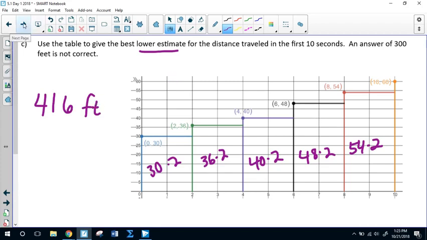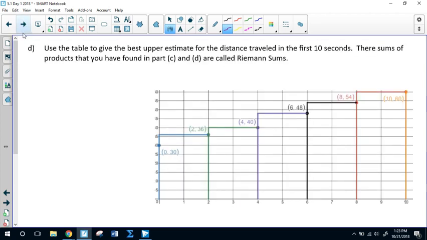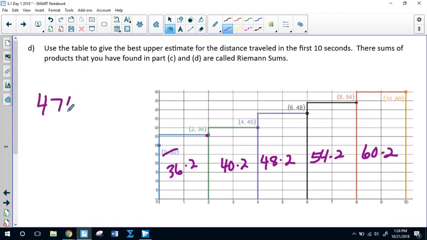Okay, so now we're going to do the same thing, but create rectangles starting on the other side of the picture. We're going to ignore this 0, 30 and instead create rectangles using the height on the right-hand side. So now the height of this right rectangle is 60, and then my next rectangle going to the left will be 54, 48, 40, and 36. So we used this side for each of the rectangles. Now it's 36 times 2, 40 times 2, 48 times 2, 54 times 2, and then 60 times 2. Add these all up, and the distance traveled was 476 feet.